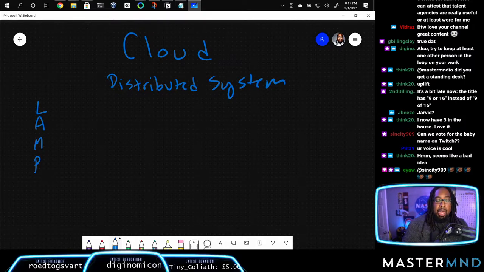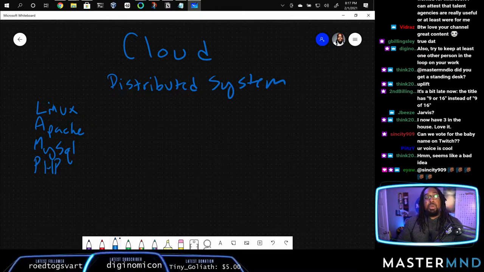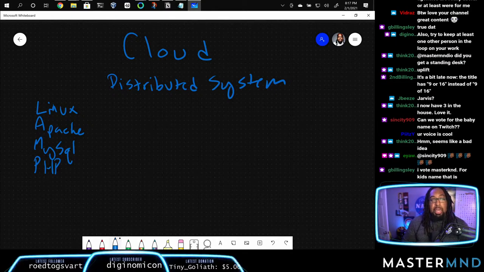And normally it runs on a LAMP stack, which is Linux, Apache, MySQL, and PHP. All right, so Linux is the operating system. Apache is the web server. MySQL is the database. PHP is in fact the language, it's the runtime. It's the language framework that is running this thing. This is the tech stack.